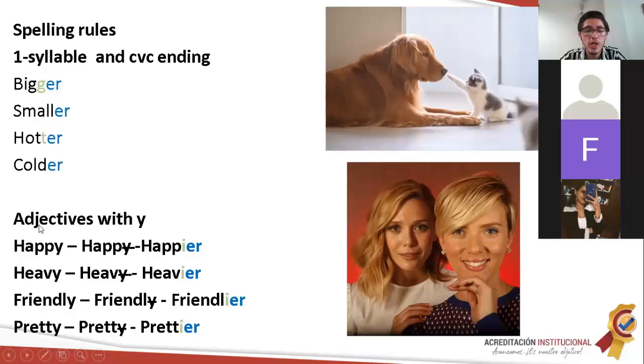And also, when you have adjectives with Y, there are going to be some changes. That's why you need to be careful with this. Most of the adjectives with Y are going to be two-syllable adjectives, but they're not going to contain more. For example, we have happy, two syllables. But we need to change the Y: we change that Y to I and add ER. It's not going to be more happy, it's going to be happier, heavier, friendlier, prettier, right?